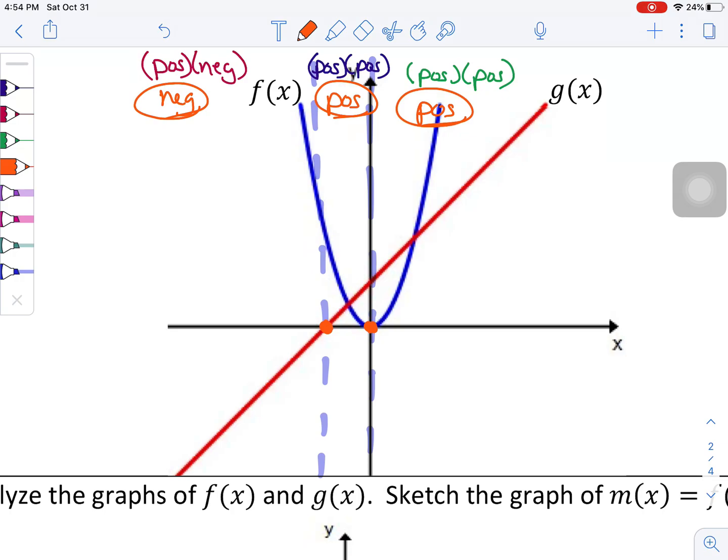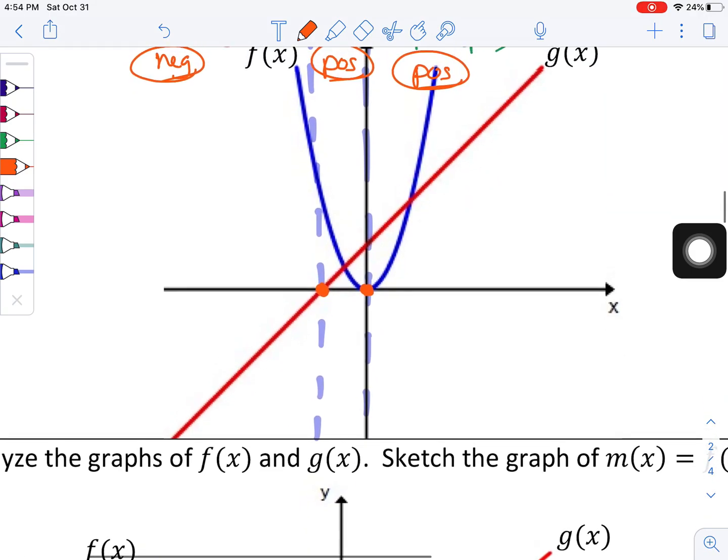So if I put this all together, this negative means that when I go to sketch my graph, I need to be below the x-axis. I'm going to go through the x-intercept. I need to be positive in this section, touch this x-intercept, and still be positive over here. So let's see if I can put that together into some kind of sketch. Start negative, go through the x-intercept, positive here, touch back to the x-intercept, and then positive again.